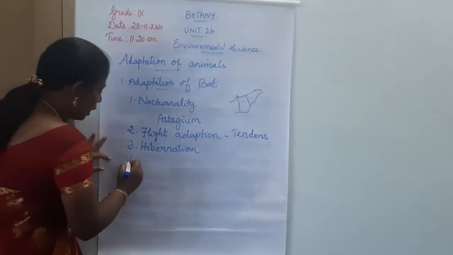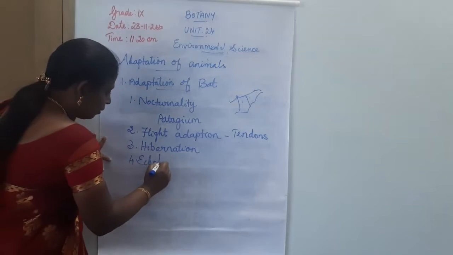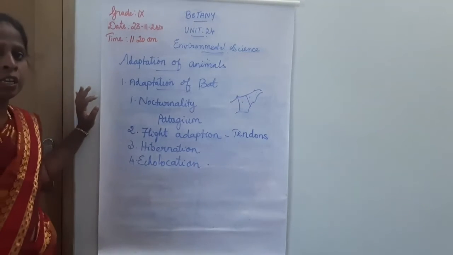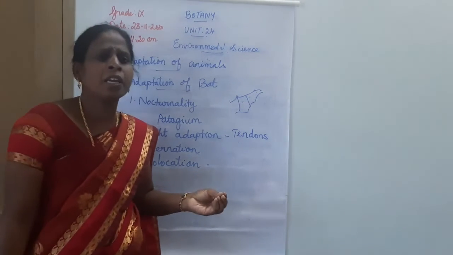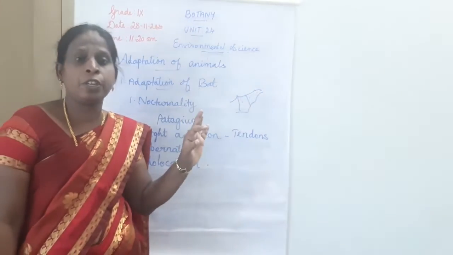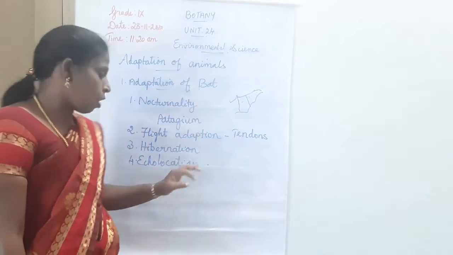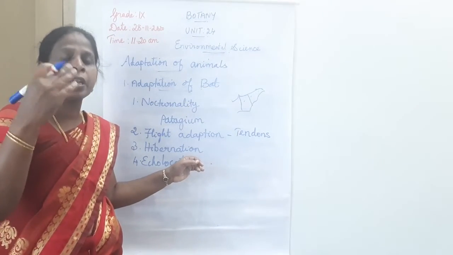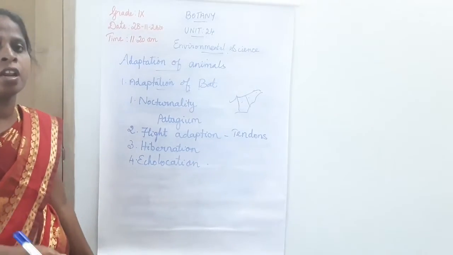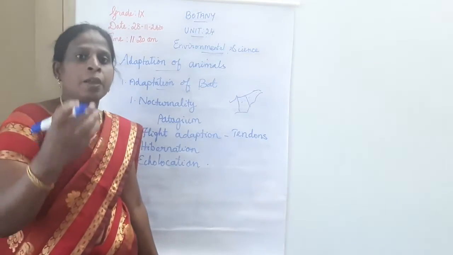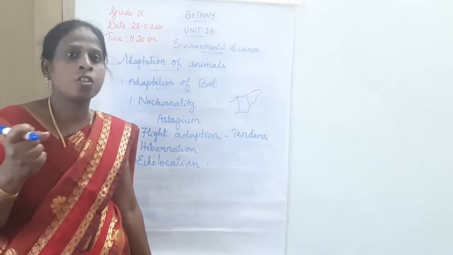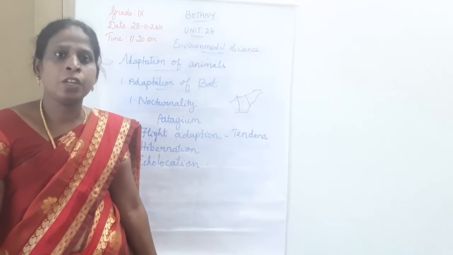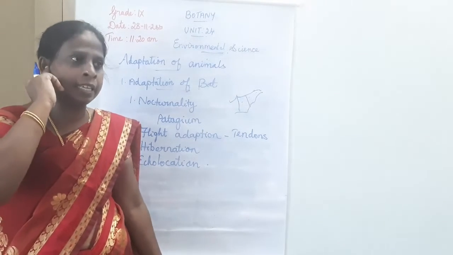The fourth one is echolocation. The bats make a remarkable high frequency sound system called echolocation. They make a high frequency sound, that is called ultrasonic sound. When they make this ultrasonic sound, it reflects back from the prey and is perceived by the ears.